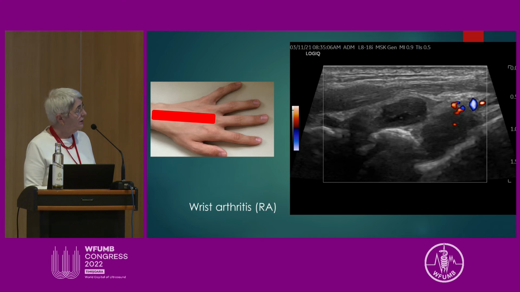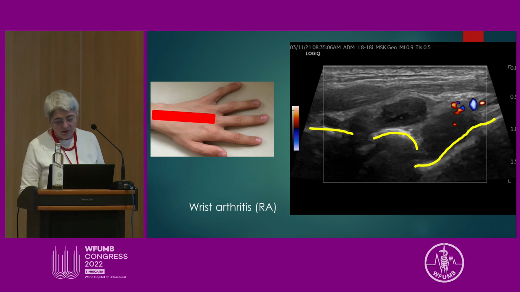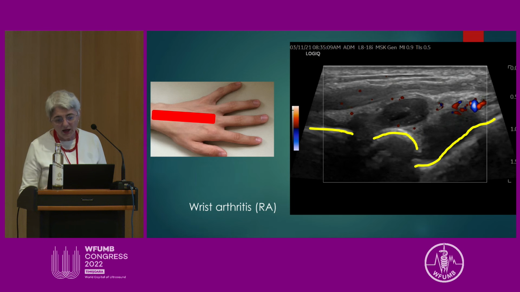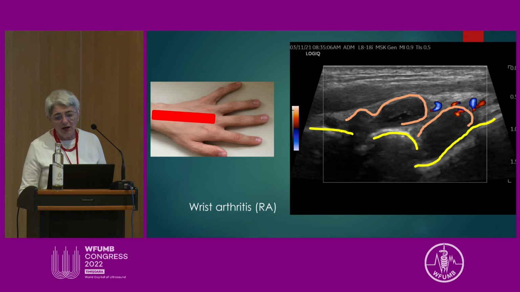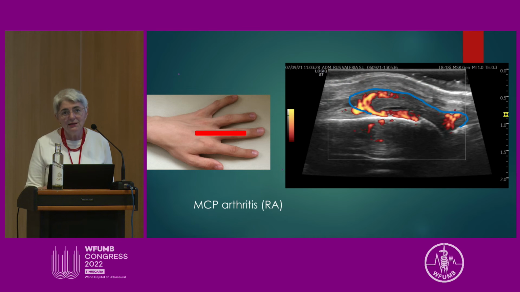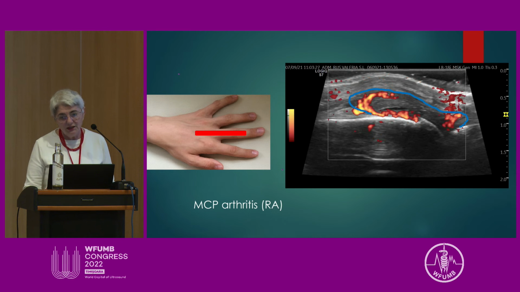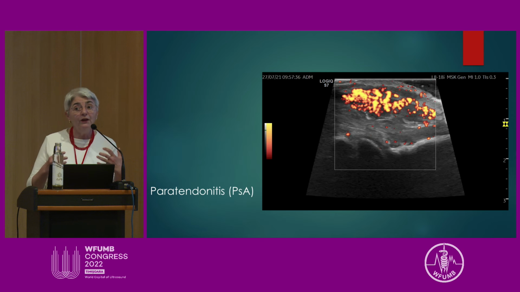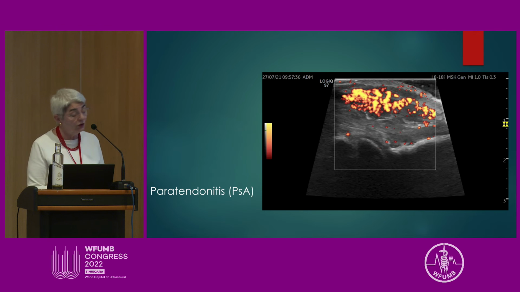Concerning the wrist arthritis, I already showed you the inflammation here, the proliferated synovia and the high vascularization, and I already showed you the MCP arthritis. In this case, there is the presence of inflammation. It's very easy to interpret. But sometimes we don't have Doppler signal inside the joint or inside the tendon sheath, but we have this situation.